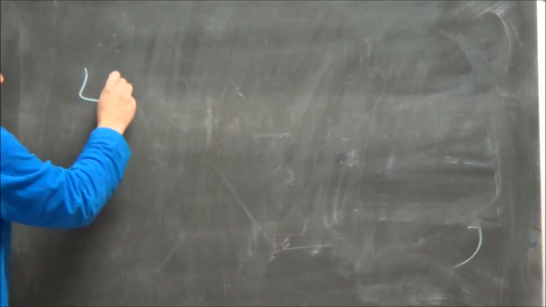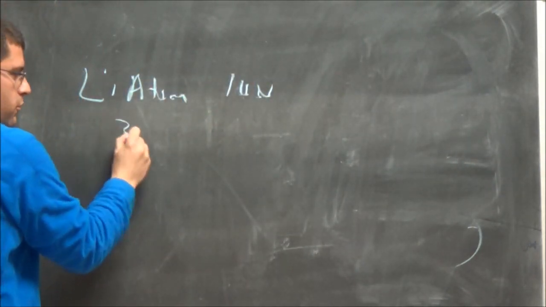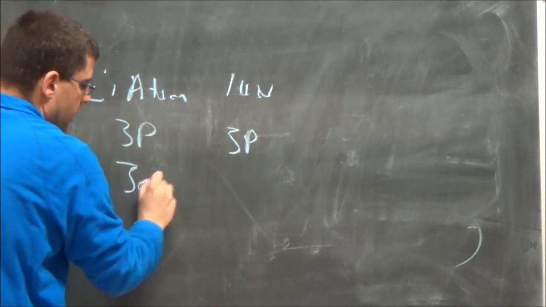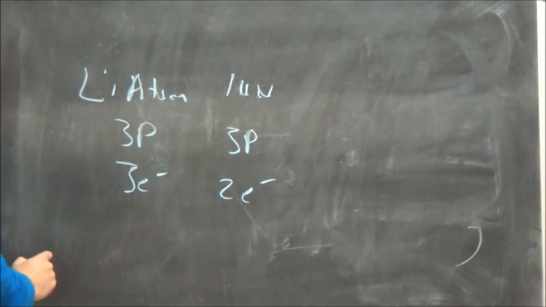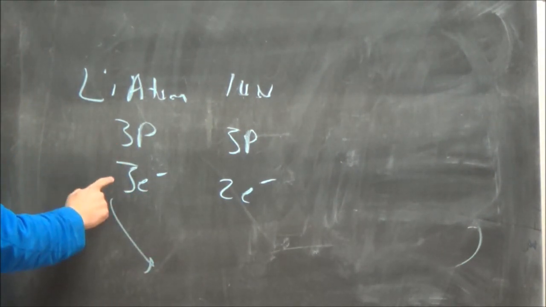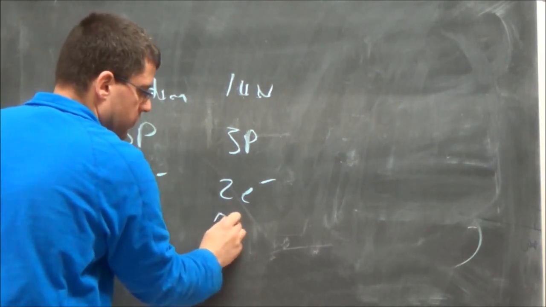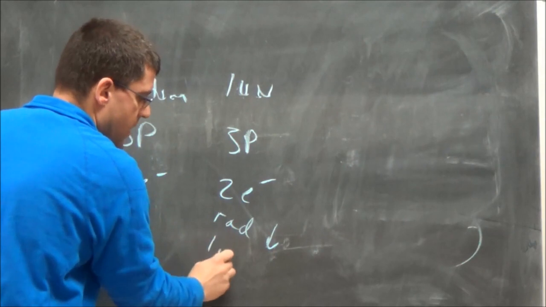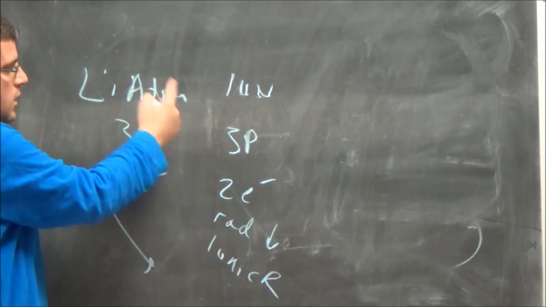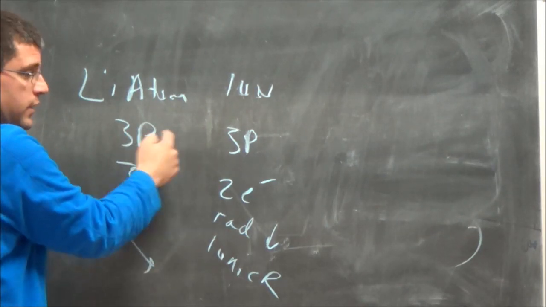For review, lithium atom, here's the ion. 3 protons, 3 protons. 3 electrons, 2 electrons. You took away something that gets shielded and repelled away. Lose a level. What happens to the radius? Radius goes down. Ionic radius is less than its atom for a cation. Does that make sense? The nucleus is still the same strength.